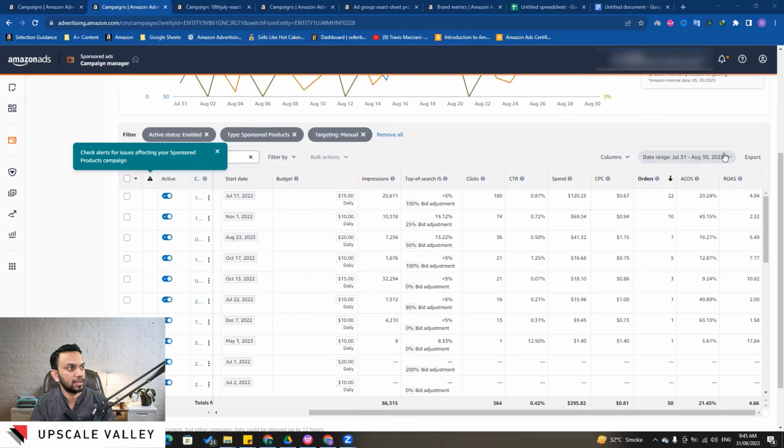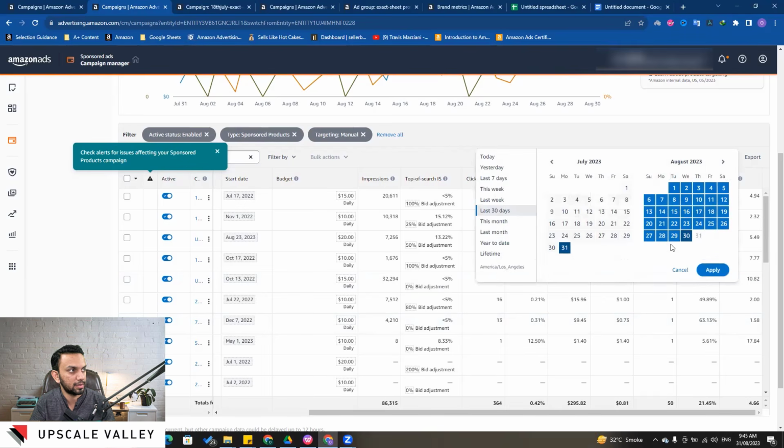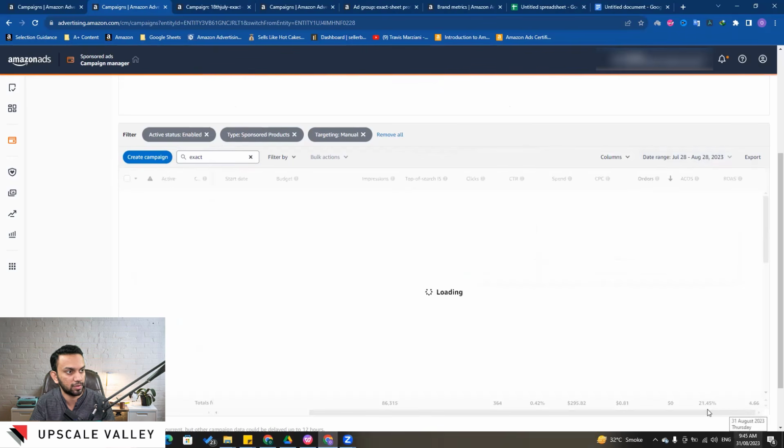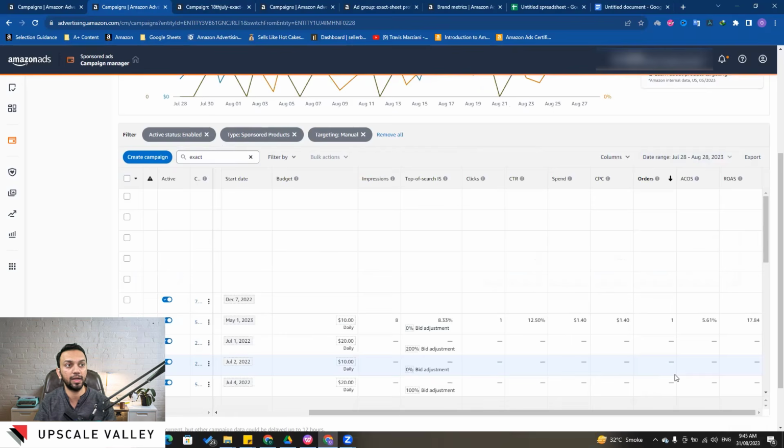So if you see the screen here, this is the date range. Like today is 31st. Then what I'm doing is I'm selecting the data from 28th of July to 28th of August and applying this data, and you can see the date today is 31st of August. Just to give you a highlight, what does it mean?